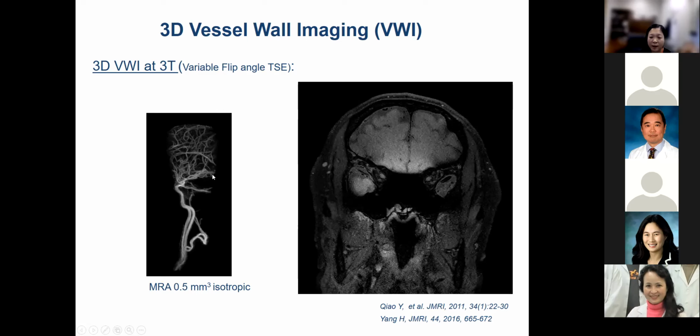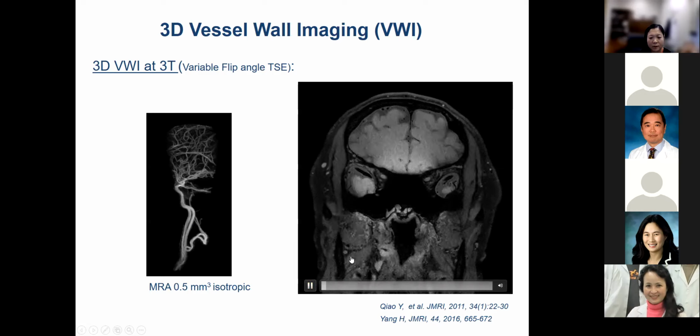Left side is MRA. This is time-of-flight MRA showing the vessel tree, the vessel structure. You see, this is a vessel tree. This is a sagittal view. So then we just do vessel wall imaging along this vessel, and here is what we acquired.